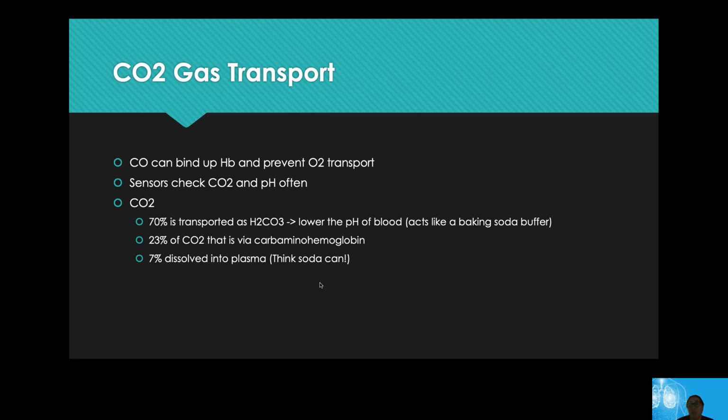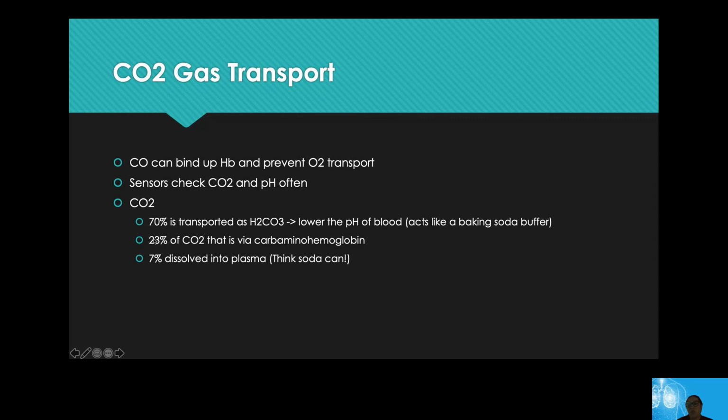70%, the majority of the CO2 in your body is transported as bicarbonate. And that bicarbonate, when in excess, lowers the pH of your blood. However, the presence of it in smaller amounts acts like a baking soda buffer in your blood. So there's negatives to too much CO2 because they drop the pH of the blood, but having it at all, it's a nice buffer inside the body. So it's kind of like a catch-22.